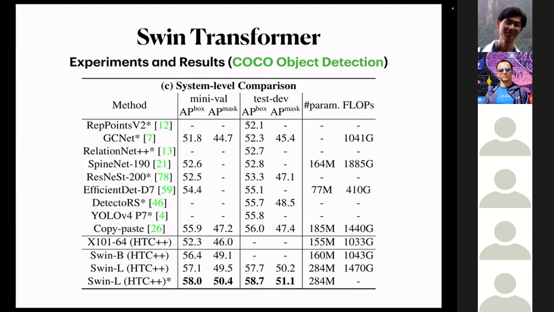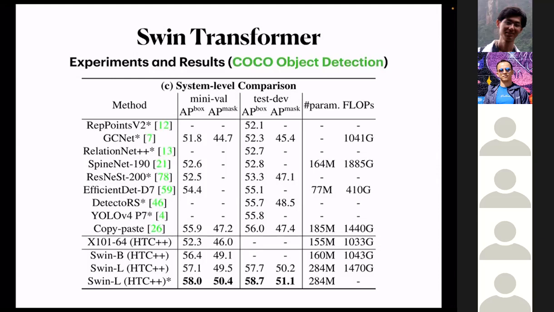Should I switch to the next one? They still have different settings, right? Which means the system level comparison. Oh, is it because previously we only used Swin transformer as the backbone, but now we use it as the whole detection system? So it's called system level comparison. But why do we need the system level comparison? Just to test its performance in different scenarios, I think.